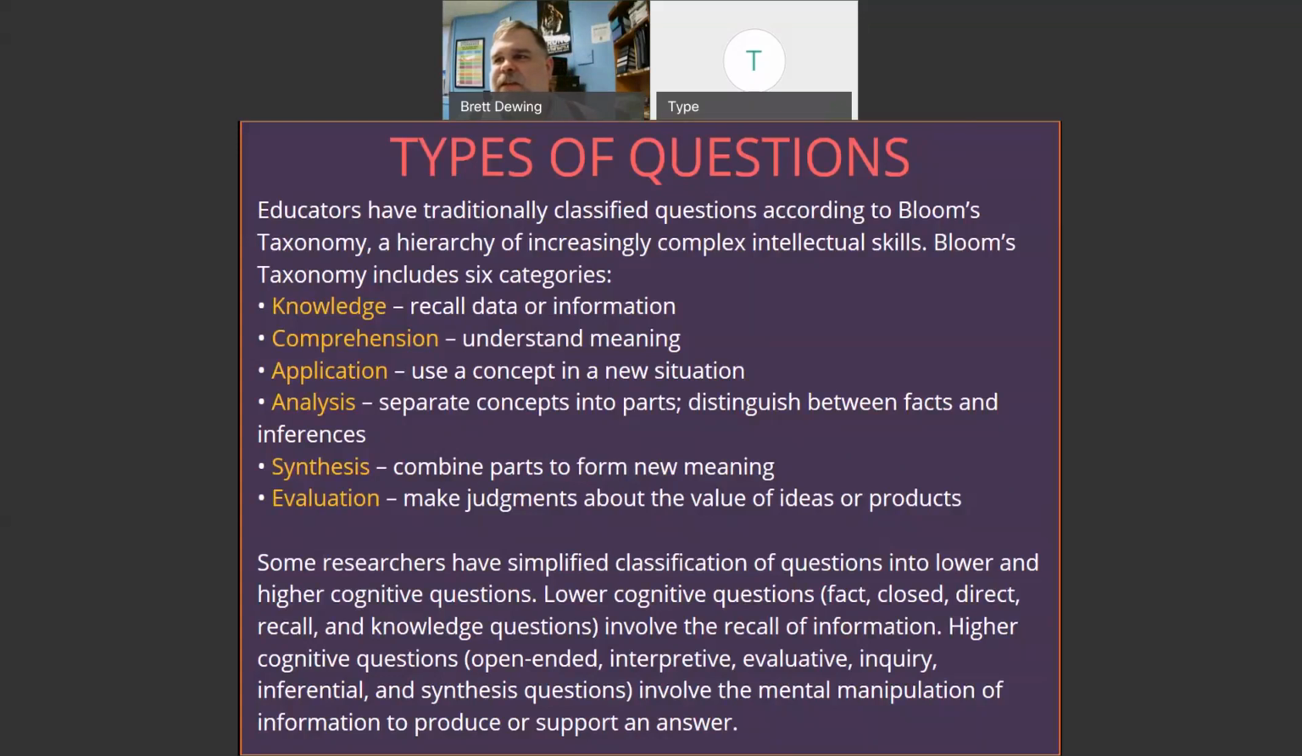I know that's all really complex language, but hopefully I was able to break it down. What we start with is knowledge, being able to recall information, and we move on to higher skills where we can manipulate that information in our head to answer deeper questions.